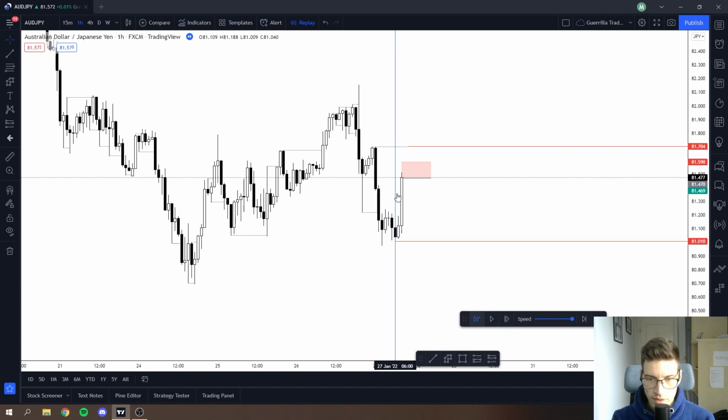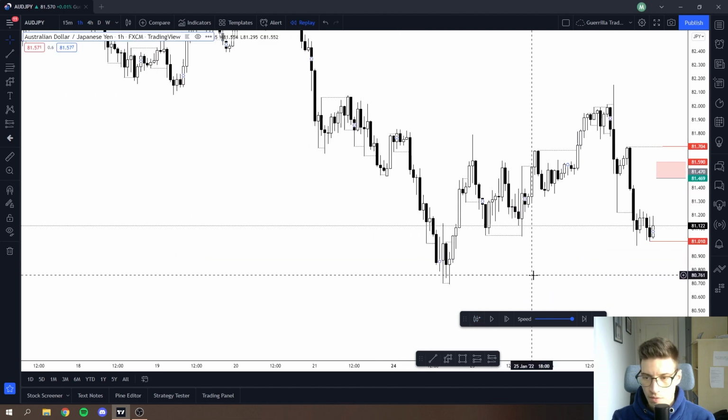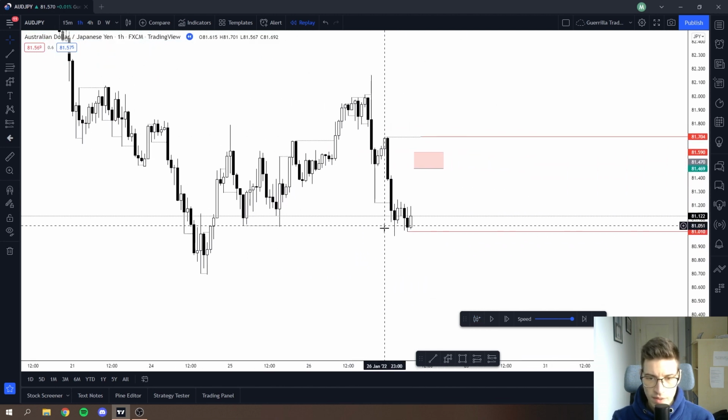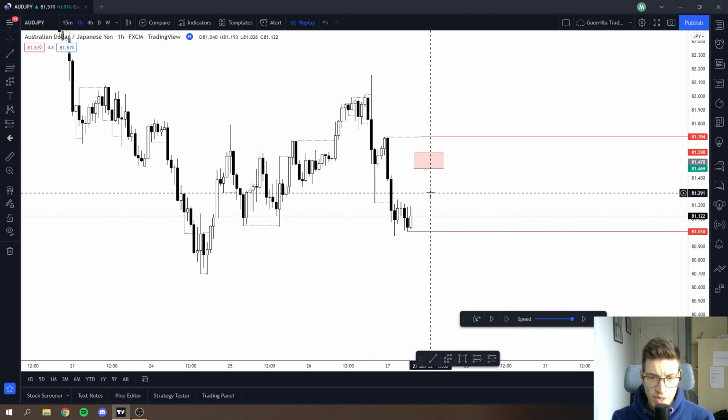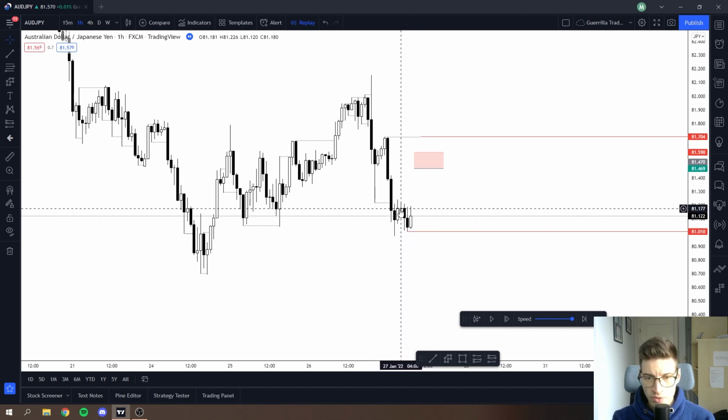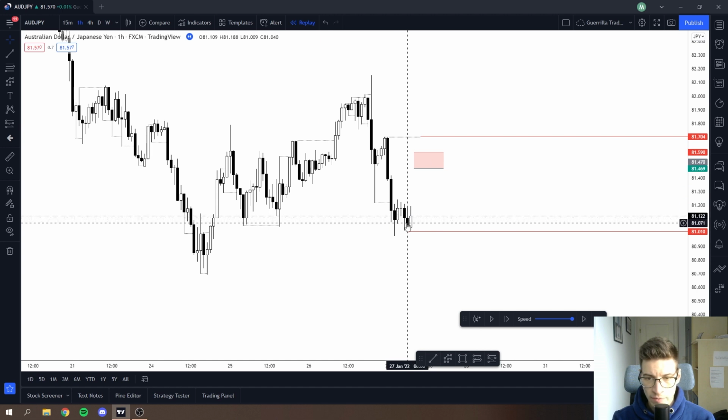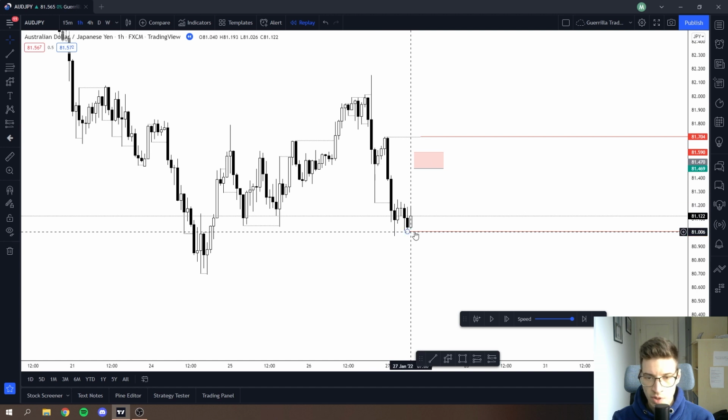Let me just take it back. We got this nice small pause at the end of the impulse. We didn't get a momentum shift, we didn't get an aggressive retrace. We actually got 1, 2, 3, 4, 5 candles signaling to me a small range.